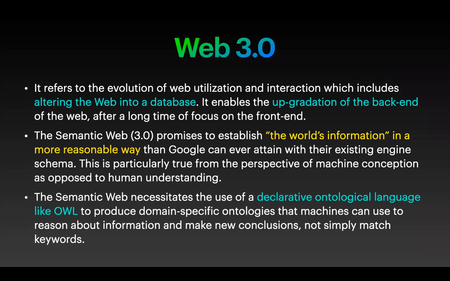The next thing is, the semantic web necessitates the use of declarative ontological languages like OWL. OWL is a web ontology language used to produce domain-specific ontologies that machines can use to reason about information and make new conclusions, not simply match keywords. I have an example to explain this.